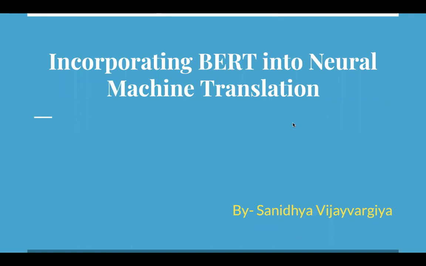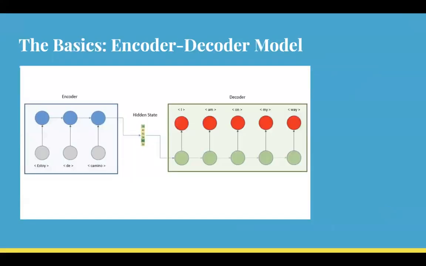So today's paper presentation is on incorporating BERT into neural machine translation. Basically in NMT, we use neural network models to learn a statistical model for machine translation. Neural networks like MLP were used earlier, but we got major improvements with RNNs in the encoder-decoder architecture.